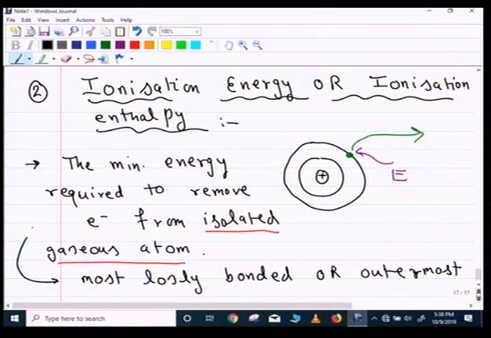So guys, to determine the ionization enthalpy, first of all, the atom should be isolated, meaning it shouldn't be in the bonded state. It should be in the gaseous state, and in that particular state, the energy supplied by you is known as ionization enthalpy. Please copy this and tell me, is there anyone who has any doubt or confusion regarding the definition?